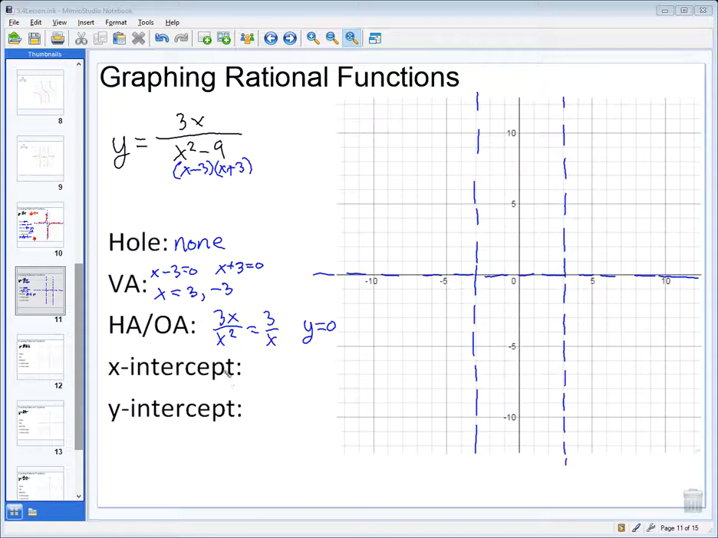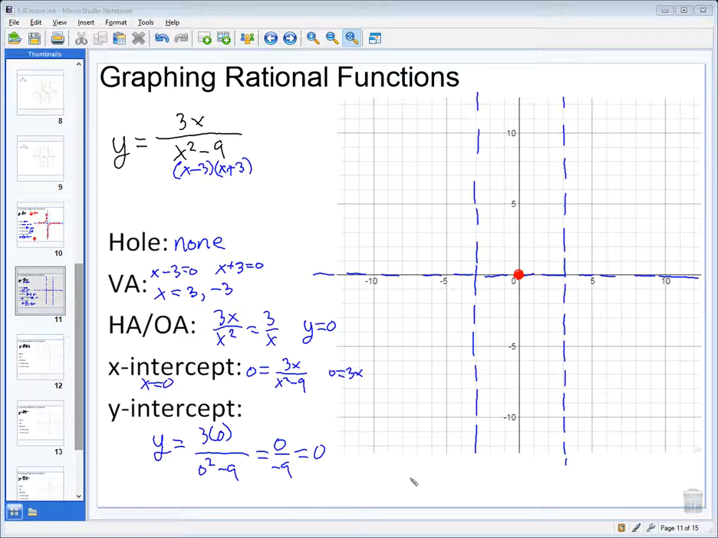For our x-intercept, remember we plug in 0 for y. So I could multiply both sides by x squared minus 9 to get rid of the denominator, and I'd be left with 0 is equal to 3x. So I would divide by 3 and get that x equals 0. So there's my x-intercept. My y-intercept, I plug in zeros for the x's. So on the top I get 0, on the bottom I get negative 9, and 0 divided by negative 9 is 0. So I got that point right there.